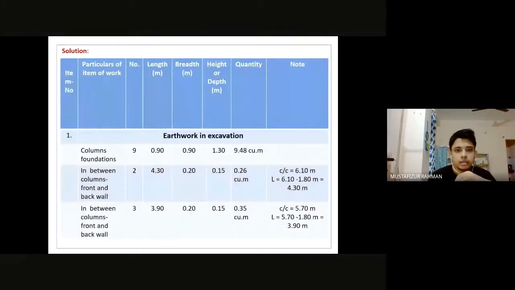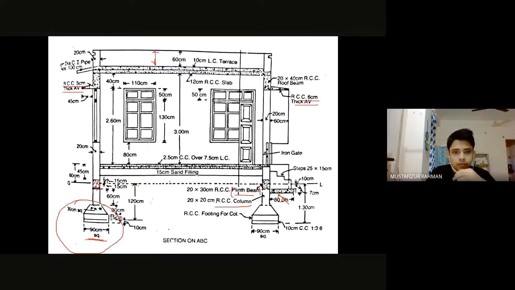Compare here, we have 9 columns. What are the length and breadth? 90 centimeter or 0.9 meter are the length and breadth, and how much height we have to excavate, that again we will have to find out from this drawing. From this drawing we will have to calculate, or it may be given directly also. So this is our ground level. From the ground level, this depth is 1.3 meter, it is given. This is not centimeter, this is meter.